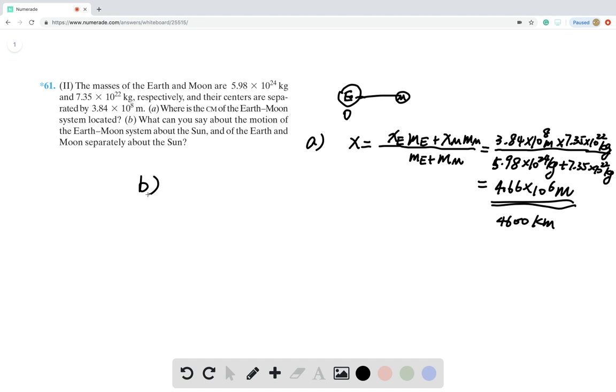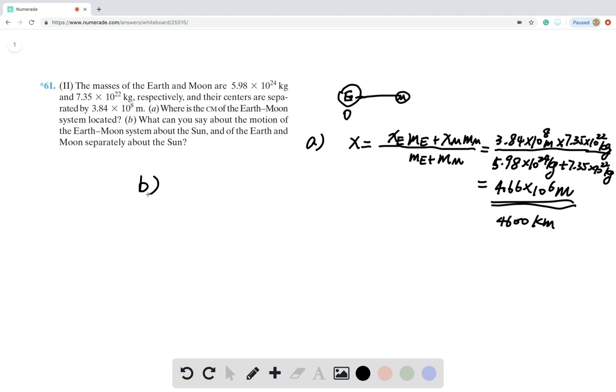Part B. This is qualitative. We do not need to do any calculation for this. We just need to explain a little bit. What can you say about the motion of the Earth-Moon system about the Sun and of the Earth and Moon separately about the Sun? What is the motion of the Earth-Moon system about the Sun?